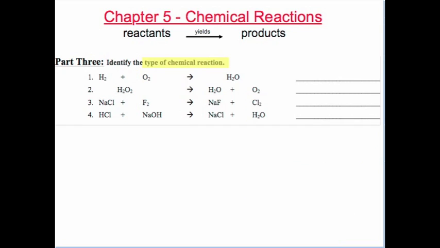Here are a few examples. H2 plus O2 yields H2O is a combination reaction. We have two smaller reactants yielding a larger product. Number two, H2O2 yields H2O plus O2 is the opposite. This is a decomposition reaction.